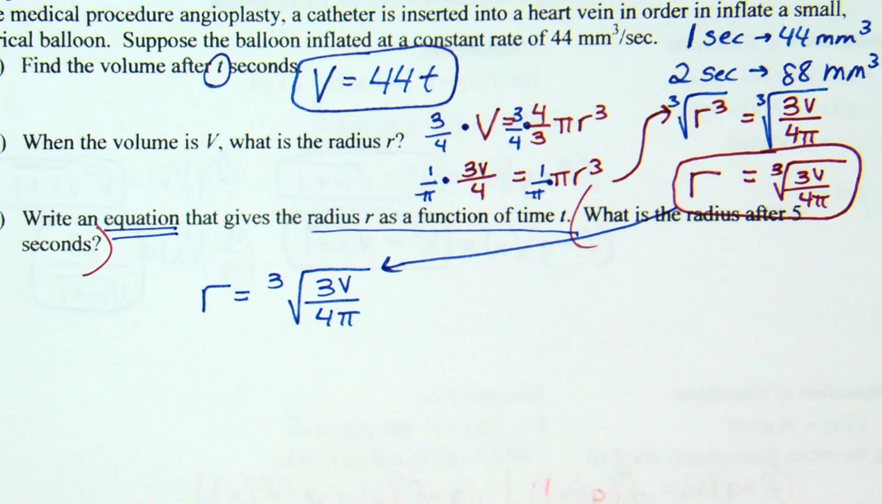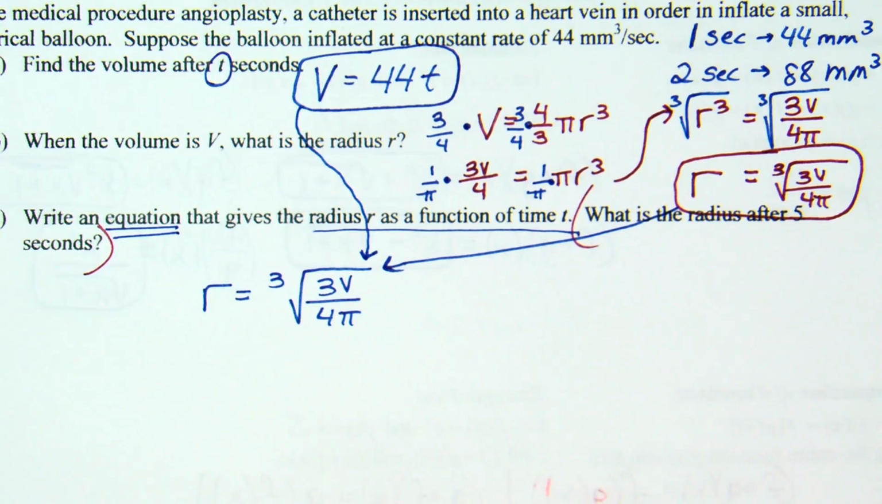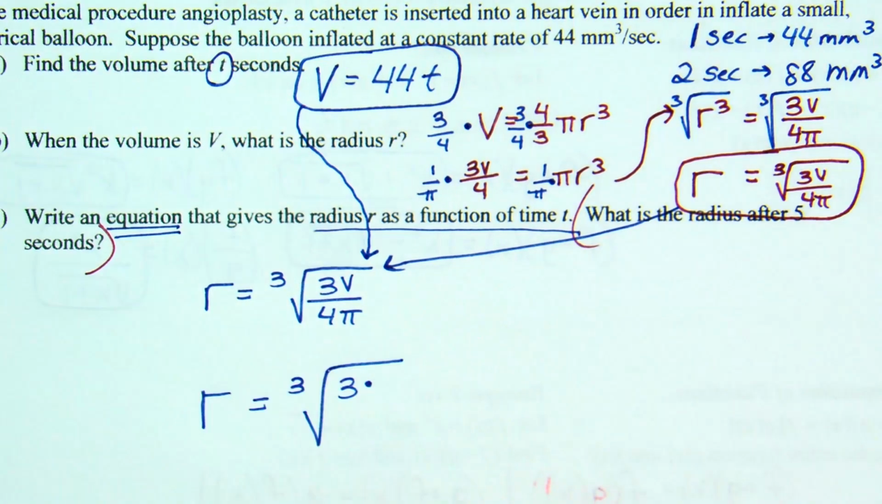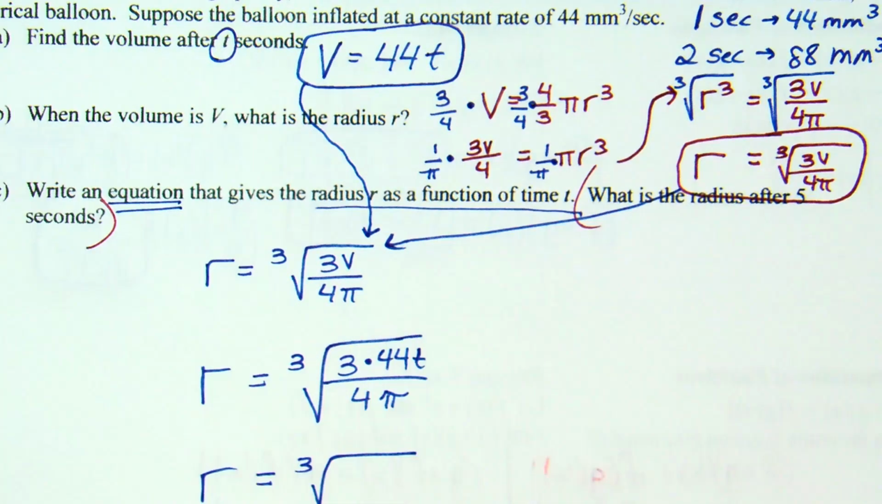You have the volume equation at the top, so you're just finding the 44t instead. You got it. Volume up at the top was 44t based on part A, correct? So let's put it together. So now, r is the cube root of 3 times, what am I using for V? 44t over 4 pi. Clean up, please. What can you clean up?